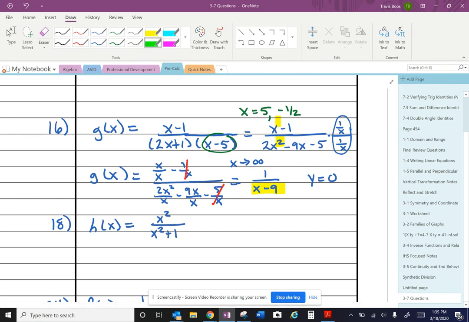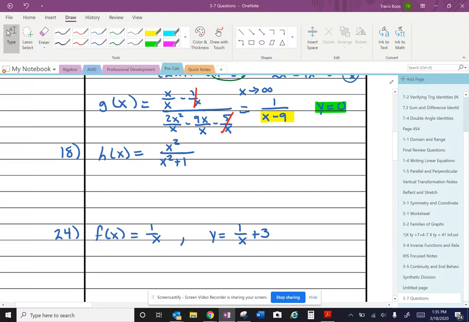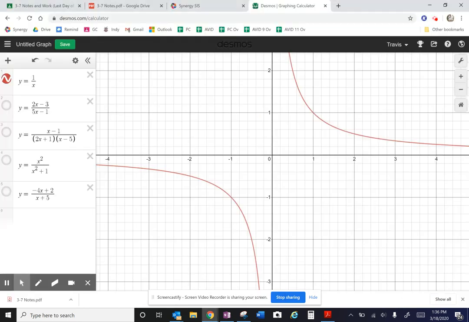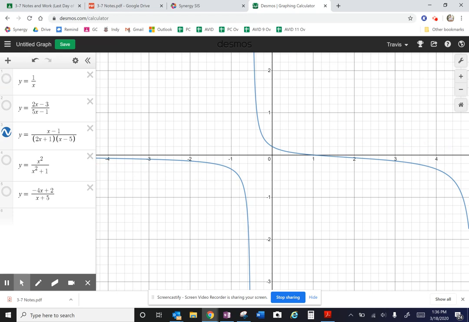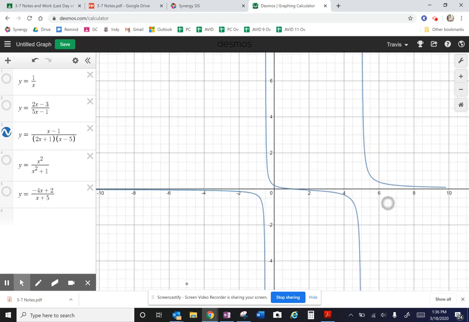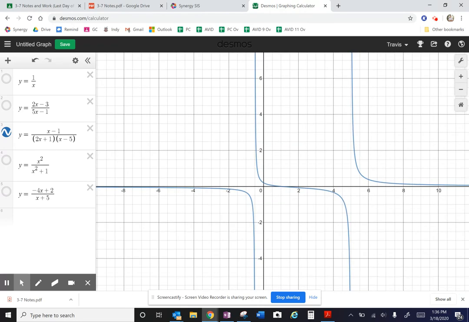So here are my vertical asymptotes. Here's my horizontal asymptote. Let's look at number 18. And actually, going back to the previous answer, we can see that. Yeah, we can see that there are 2 vertical asymptotes and a horizontal asymptote at 0.